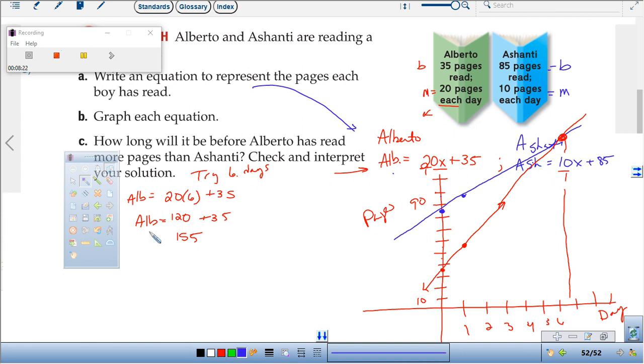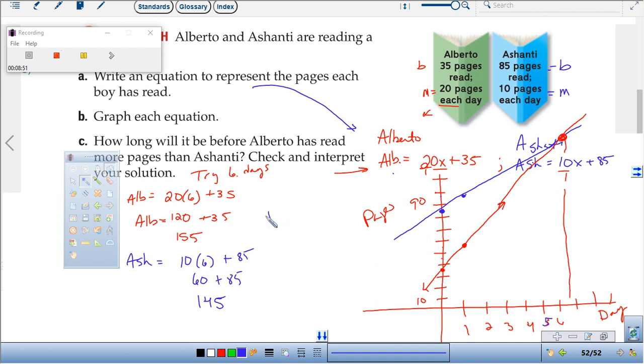Over here, let's see this person. Ash would have the same time, okay? 10 times 6 days plus 85. What is that? 60 plus 85. That's going to be 100, 140, 145. Boom. Hey, my graph's pretty good, I think. About 6 is pretty good.